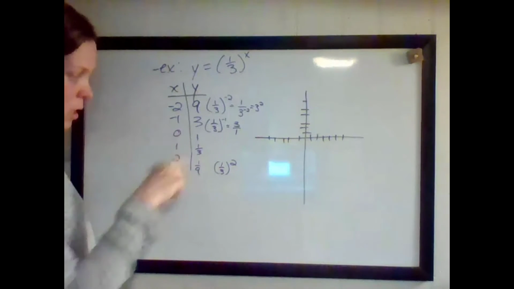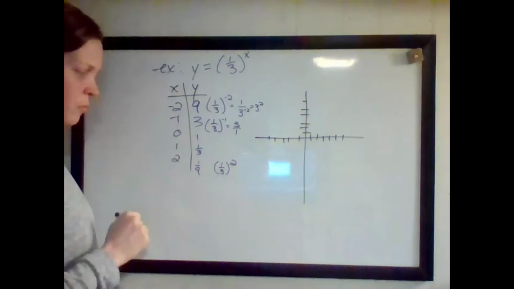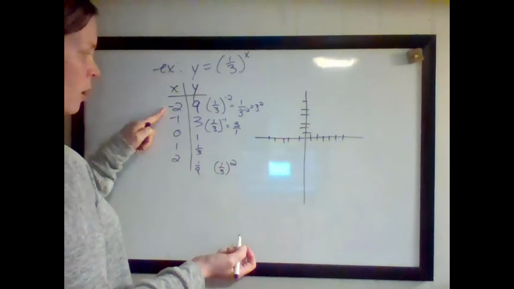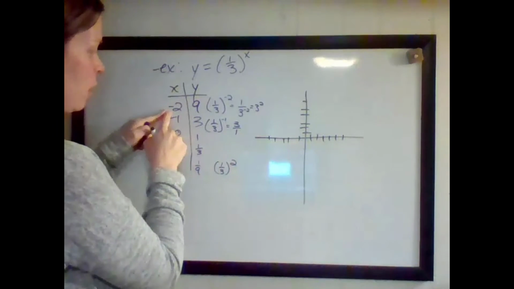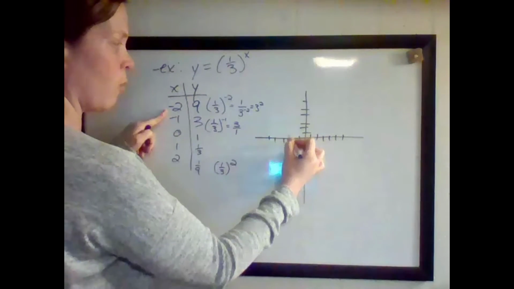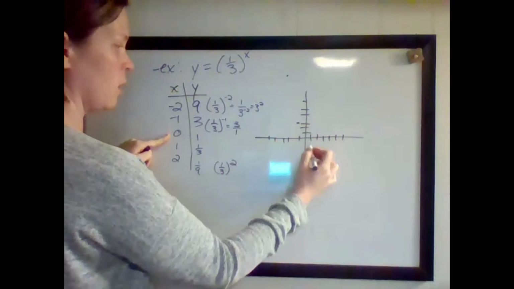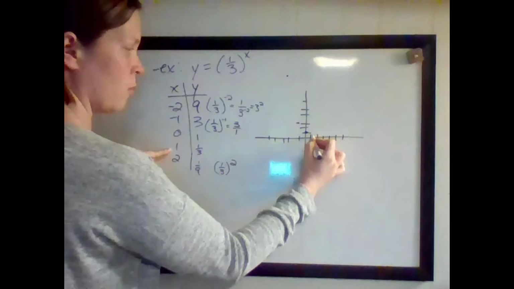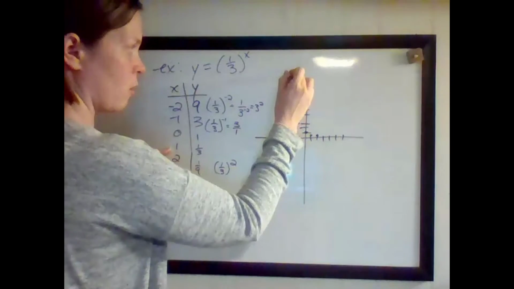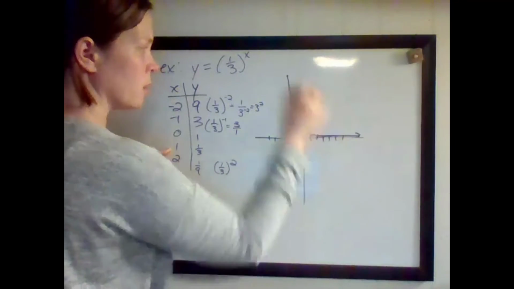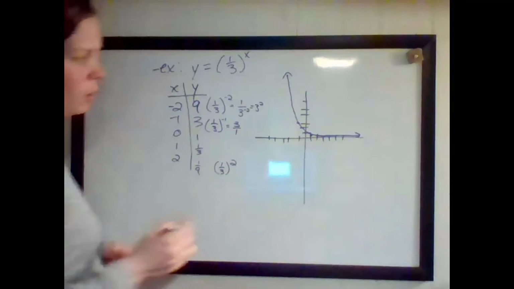So we can see it's like all the y values are reversed. So now instead of at positive 2, y is 9, now at x is negative 2, y is 9. Somewhere up here. Negative 1/3, 0, 1, 1/3, 2/9. So it looks very similar, except that it's reflected across the y-axis.